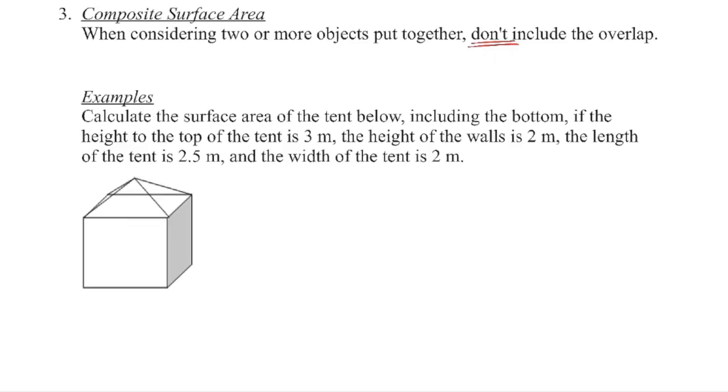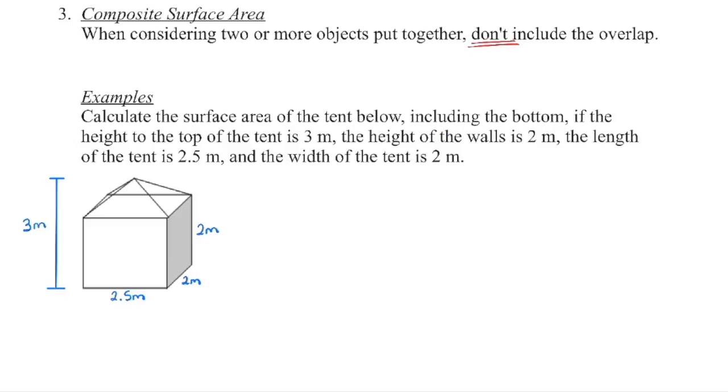And the last thing we're going to do is look at how to calculate the surface area of composite figures, which is just when we take 2 or more objects and put them together, such as we did here where we have a pyramid along with a rectangular prism. Now in this example, we're calculating the surface area of the tent, including the bottom.